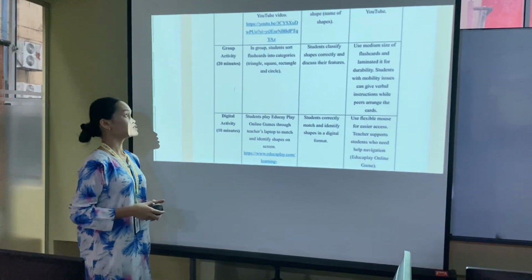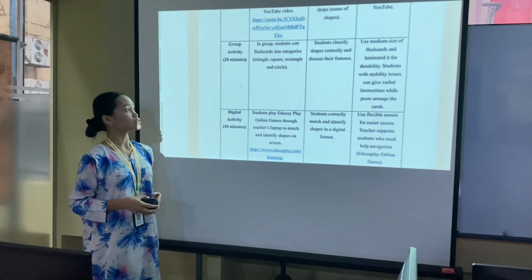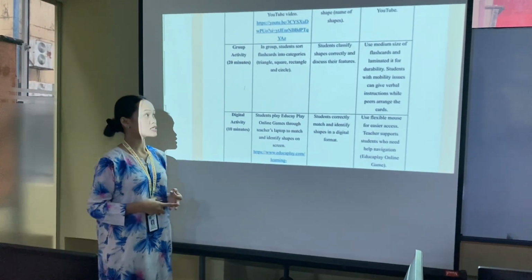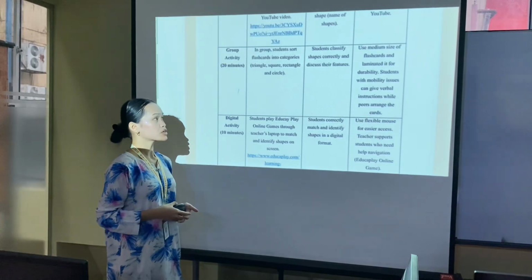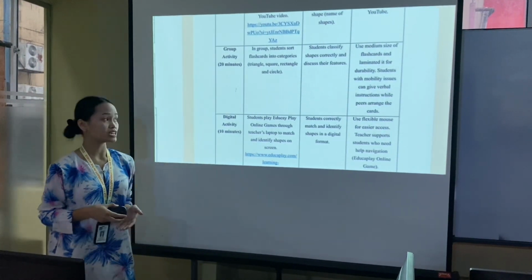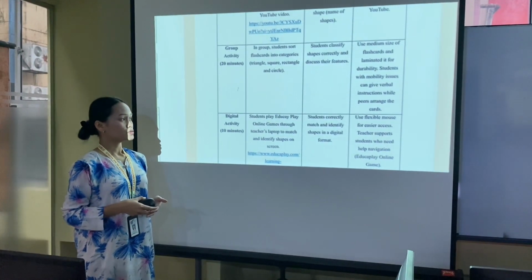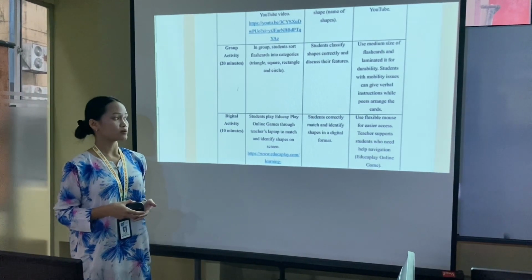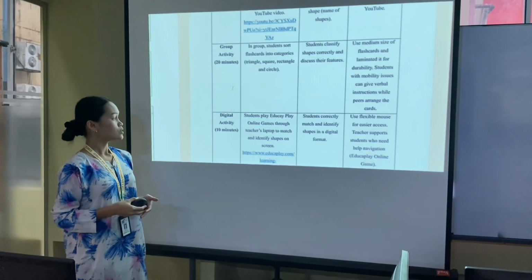For the group activity, which is 20 minutes, we make groups for the students and they can sort flashcards into categories like triangle, square, rectangle and circle. For the outcome, students can classify shapes correctly and discuss the factors. For the material, we use flashcards laminated for durability. Students with mobility issues can give verbal instructions while the partner arranges the cards.